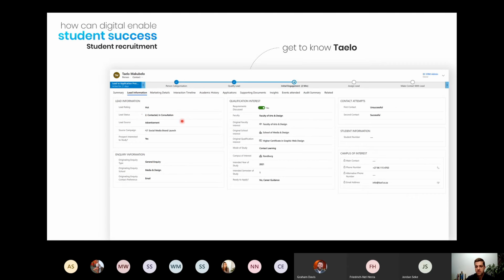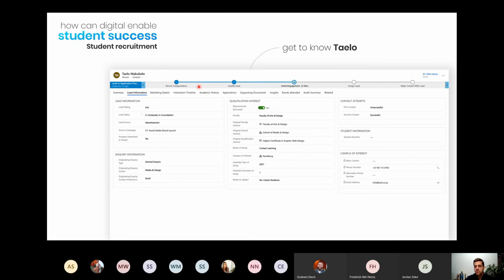I can see that he's been contacted, that he's in consultation maybe with a recruitment advisor or a student advisor, whatever the case may be. We know that he's interested in the Faculty of Arts and Design, that he's potentially looking at a higher certificate in graphic web design, because that's what he's telling us that he wants to study at this point in time. We can see that he wants contact learning, that he might be wanting to head over to our Randburg campus, and that he wants to join us next year in the first semester.